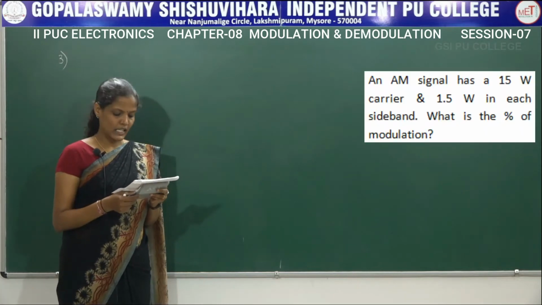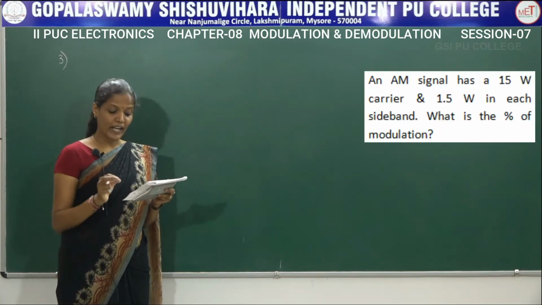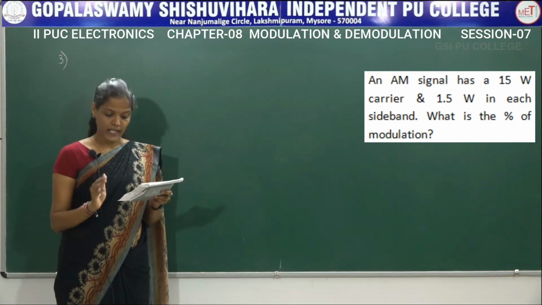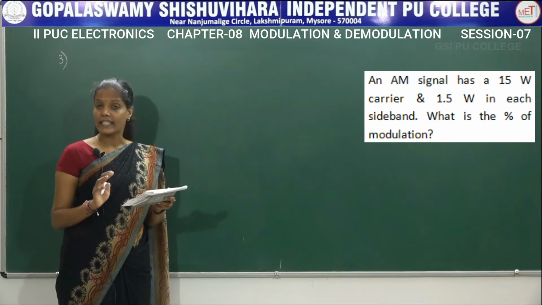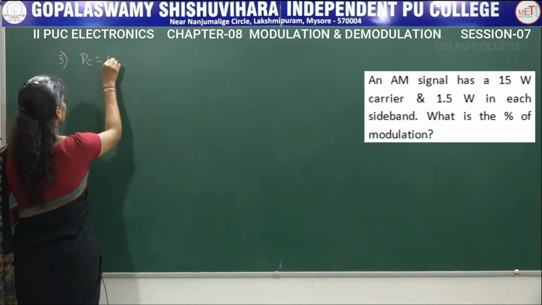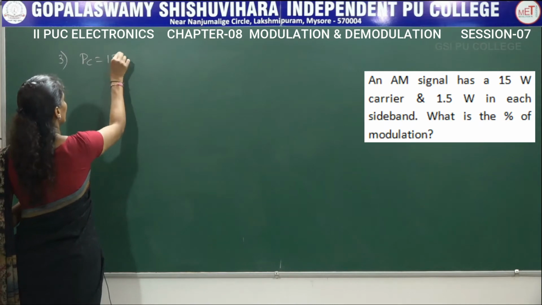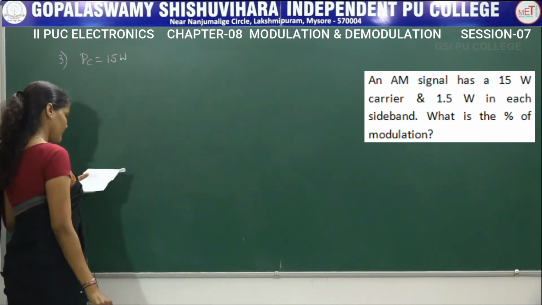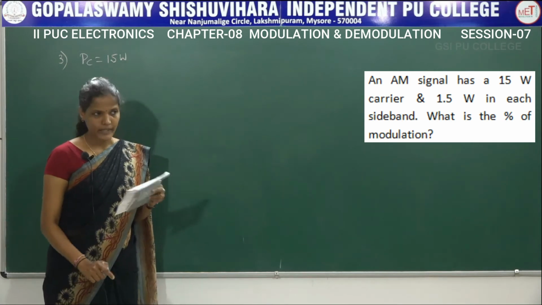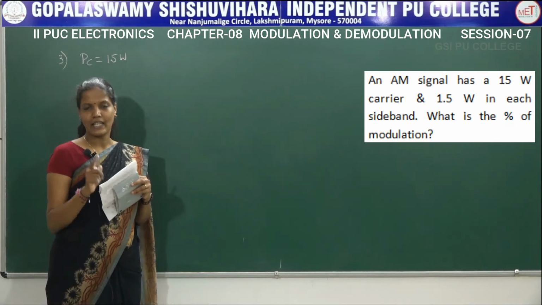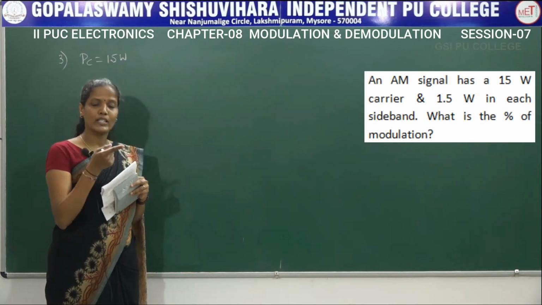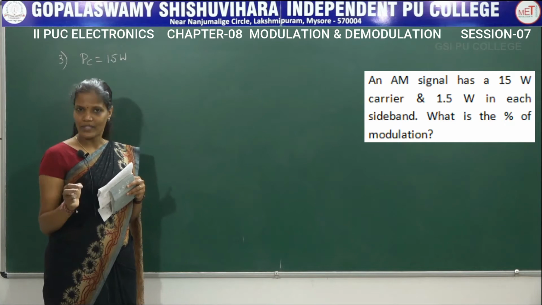An AM signal has a 15 watt carrier and 1.5 watt in each sideband. 15 watt carrier is nothing but PC, which is 15 watt, and 1.5 watt in each sideband. So in an amplitude modulated signal, we will be having two sidebands. One is called the lower sideband, and the other one is called the upper sideband.